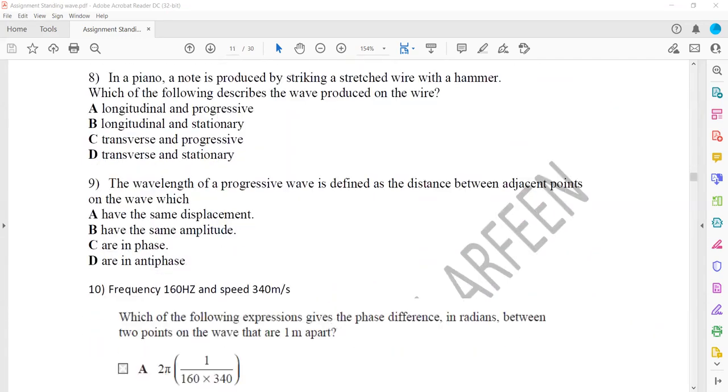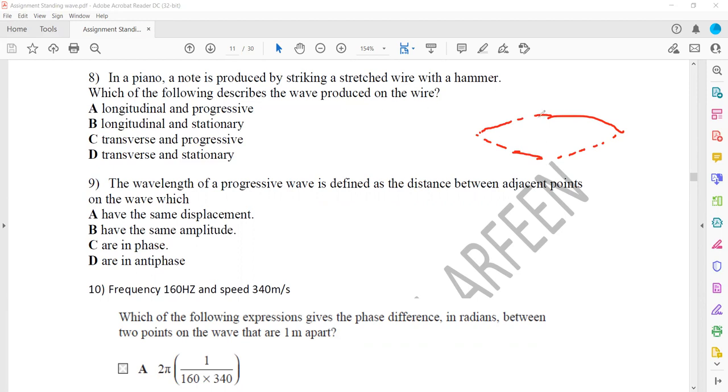In question 8, in a piano, a note is produced by striking a stretched wire with a hammer. Which of the following describes a wave produced in a wire? The wave produced in the wire is a standing wave, and in that sense it does not travel from one place to another; it is in a confined region.